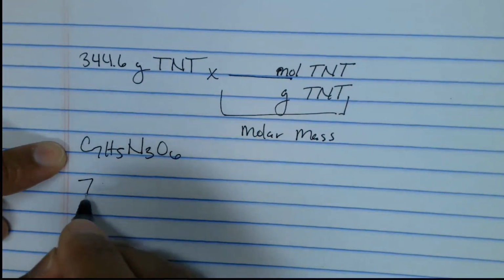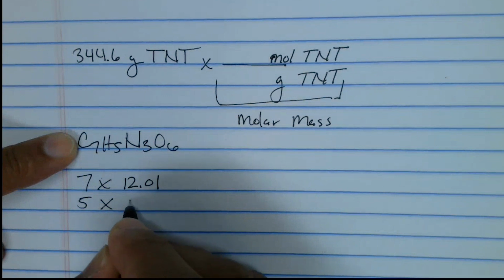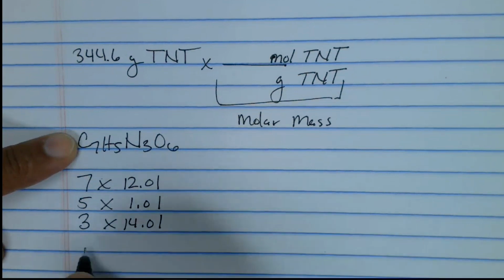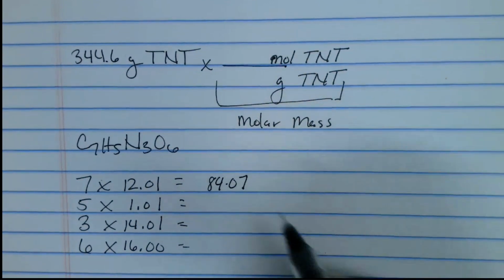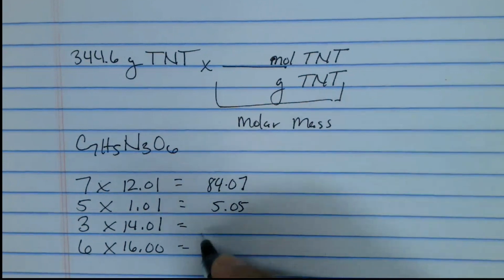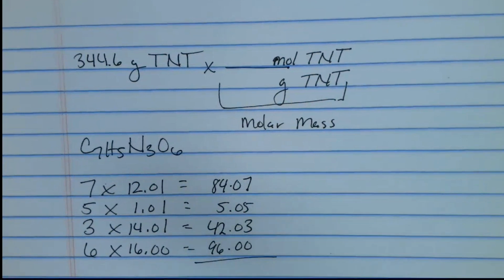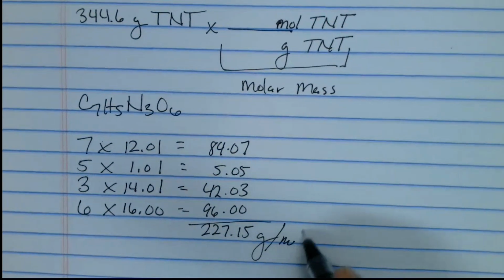Now, this one, let's see, we've got 7 carbons. Carbon, we said, was 12.01. 5 hydrogens, 1.01. 3 nitrogen, which is 14.01. And 6 oxygen, 16.0. That's more like it, 227.15 grams per mole. So here's our molar mass.